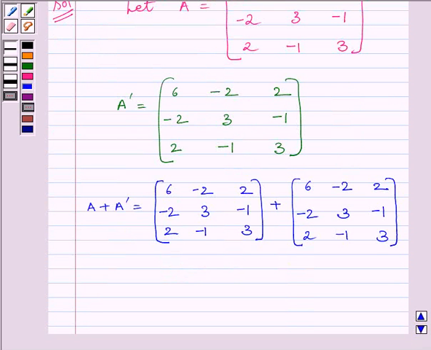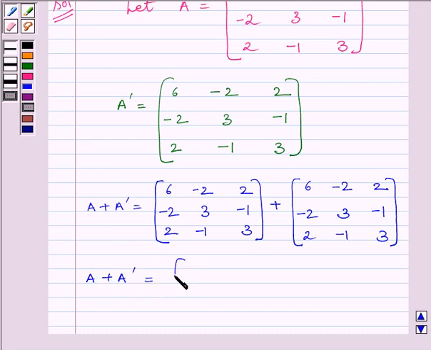We know A plus A transpose is equal to matrix 6, minus 2, 2, minus 2, 3, minus 1, 2, minus 1, 3, plus matrix 6, minus 2, 2, minus 2, 3, minus 1, 2, minus 1, 3. Now, we will add the corresponding elements of the two matrices to find A plus A transpose.